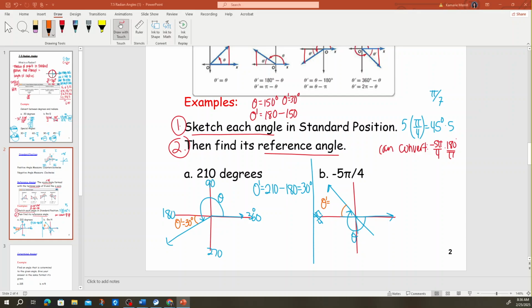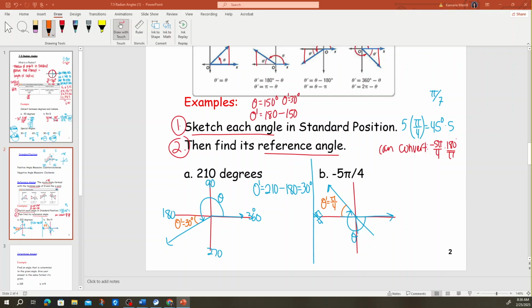I went one more what? Pi fourths. I went one more 45-degree rotation, which is a pi fourth. So my reference angle is pi fourths. That's what's cool, is almost converting the degrees is a little more complicated because this is how many times you're rotating, right?